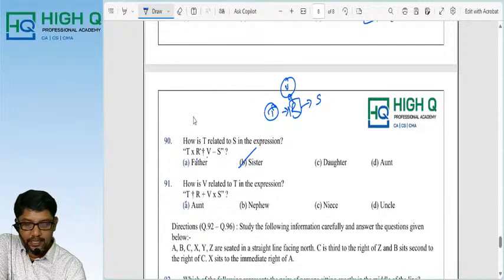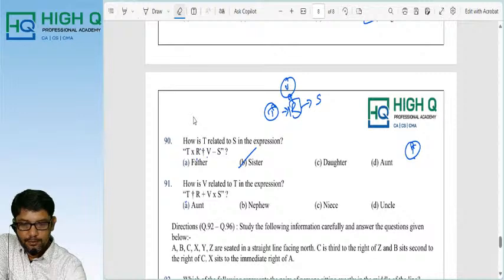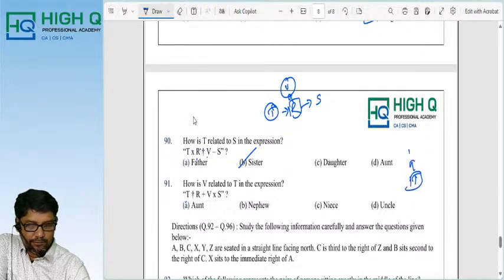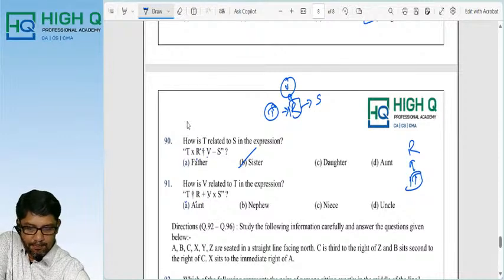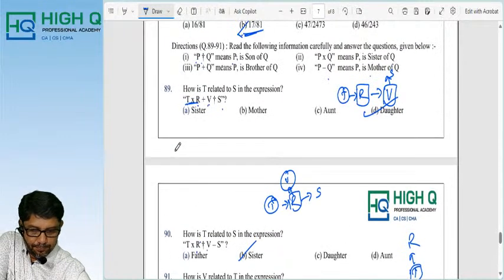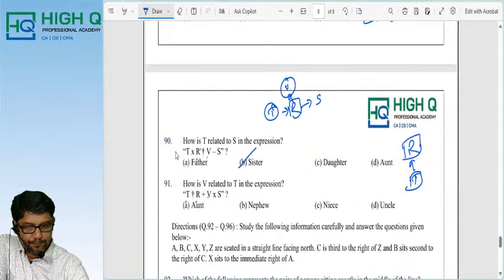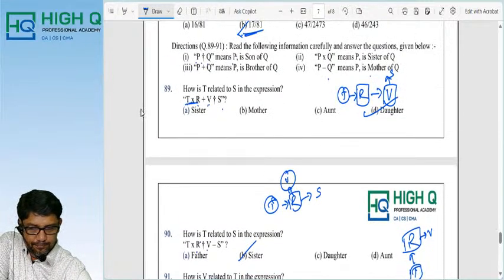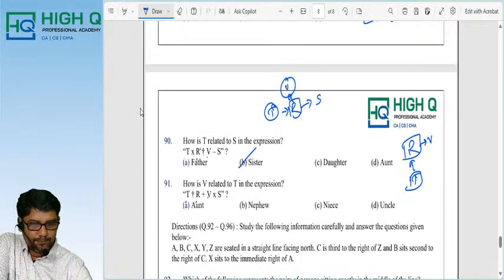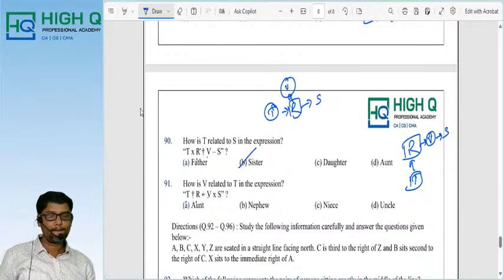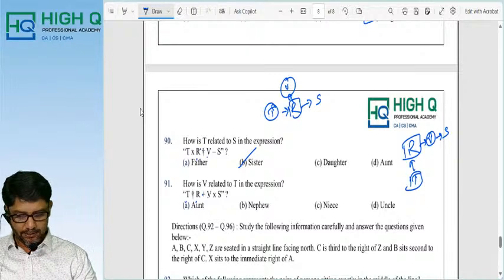Next, T is son of R. R plus. Plus means what, my dear? So R is brother of V. V into S. Now, how is V related to T? Aunt.